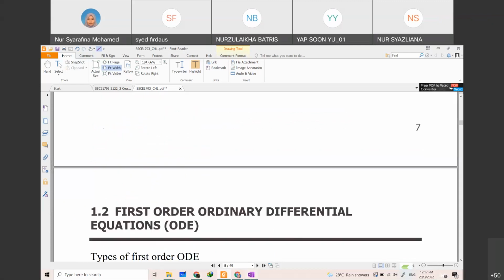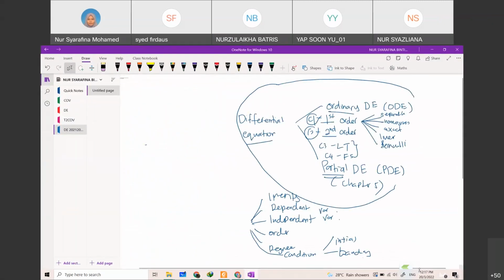So what are the lessons for today? So this is the lessons for today. We have done with differential equation, how many types of differential equation, ordinary and partial. So in ordinary and partial here, what you need to understand are the dependent, independent, order, degree, linearity and condition. After this, we go one by one for first order, second order, third order, fourth order, and about the linearity, how can we solve within the condition given and so on. Is that clear?